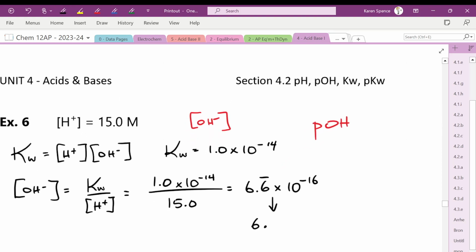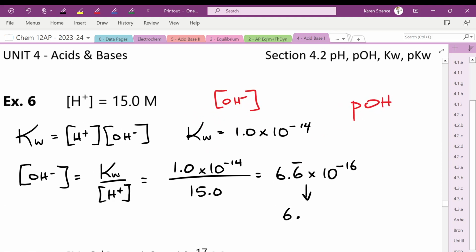Now, if you were calculating hydroxide here, how many sig figs should be in your answer? 2, because you've only got 1.0 times 10 to the negative 14.